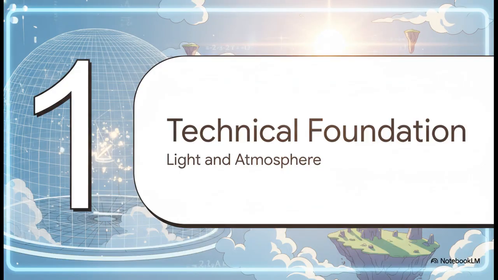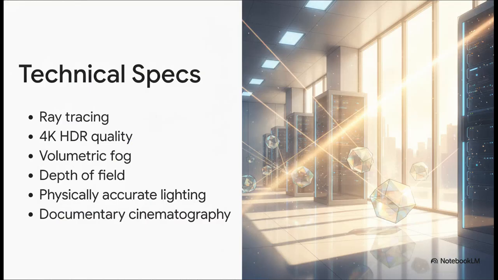Rendering the technical foundation. Focusing on mastering light and atmosphere. Establishing these technical rules is always the first major hurdle of any 3D animation project. You have to lock this down before a single environment is even built. And this source material lays out some incredibly demanding constraints. It specifically requires ray tracing, which, if you don't know, realistically simulates exactly how light bounces and interacts with objects.